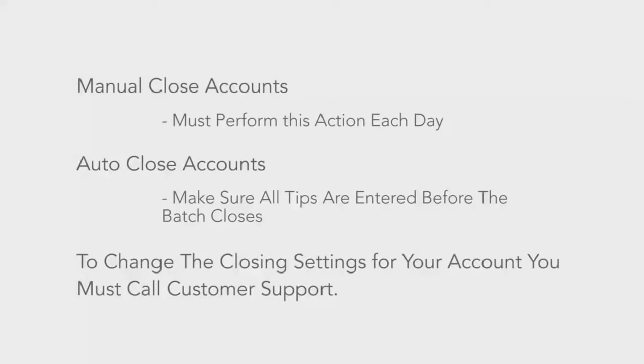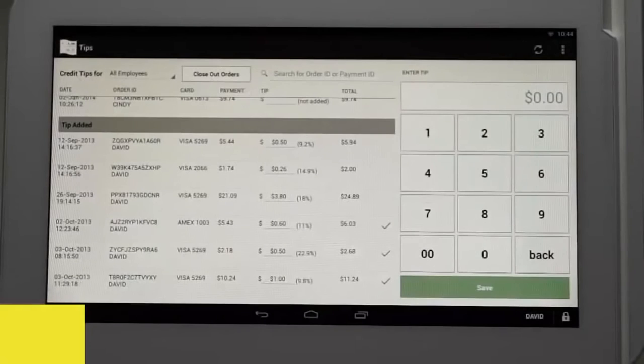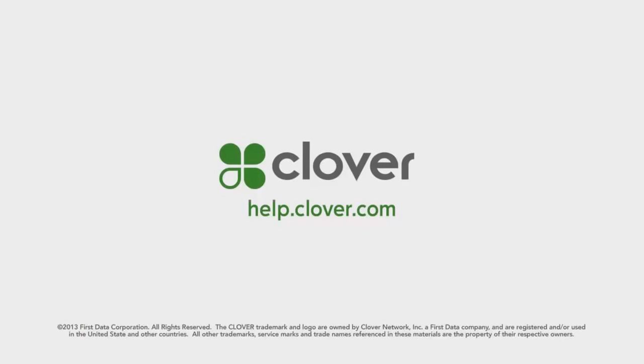You will see a confirmation that your orders are marked for closeout. You will then be taken back to the Tips app screen. This completes this tutorial on the Tips app. For additional training and videos, you can go to help.clover.com.